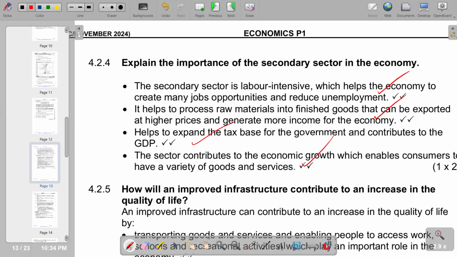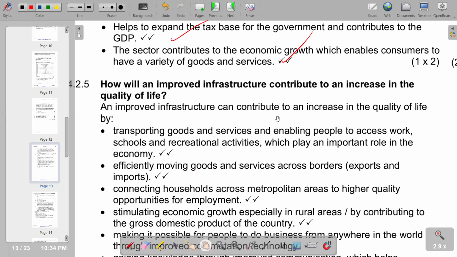So on the next question, 4.2.5: how will an improved infrastructure contribute to an increase in quality of life? Obviously, there are positives that we can deduce from improved infrastructure. Transport services are going to be more enhanced, transporting goods and services and enabling people to access work, schools, and educational activities, which play an important role in the economy. So that is the first part.